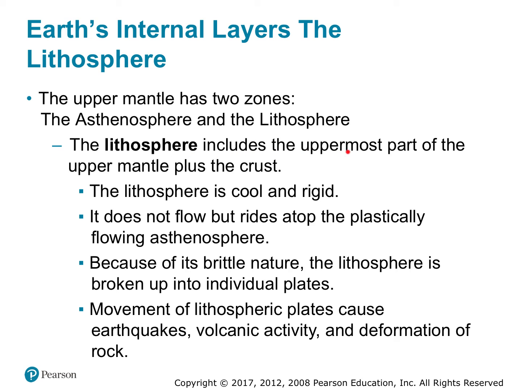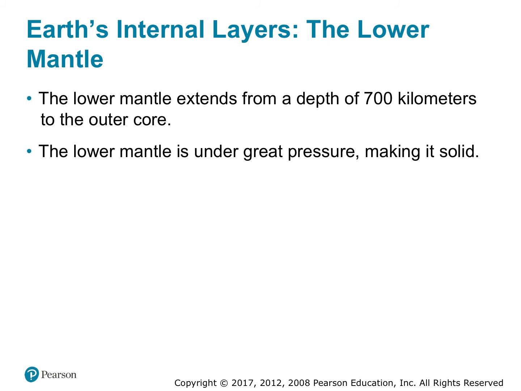Now, the lithosphere includes the uppermost part of the upper mantle plus the crust. And the lithosphere is cool and rigid. It does not flow, but it rides atop the plastically flowing asthenosphere. Because of its brittle nature, the lithosphere is broken up into individual plates. And movement of these lithospheric plates causes earthquakes, volcanic activity, and deformation of rock. Now, the lower mantle extends from a depth of about 700 kilometers down to the outer core, and the lower mantle is under great pressure, making it solid.